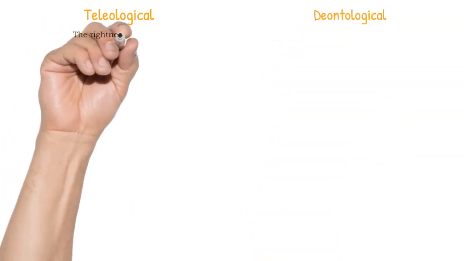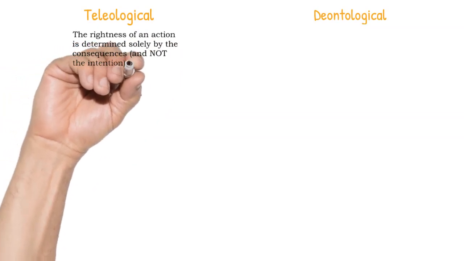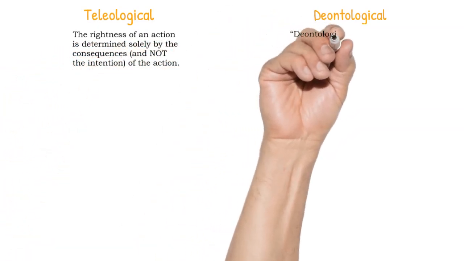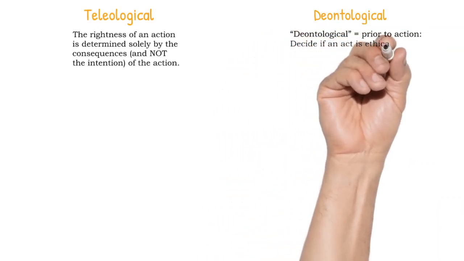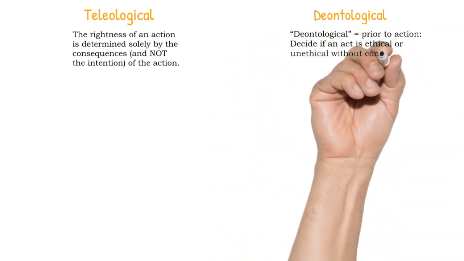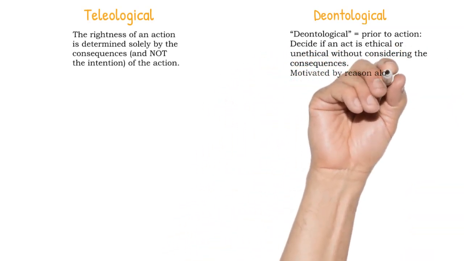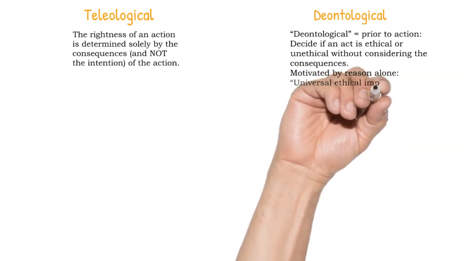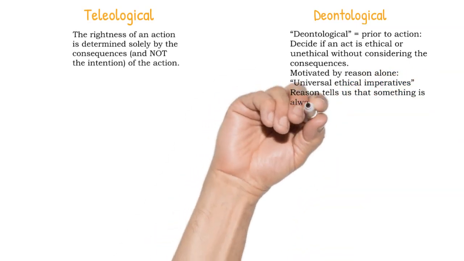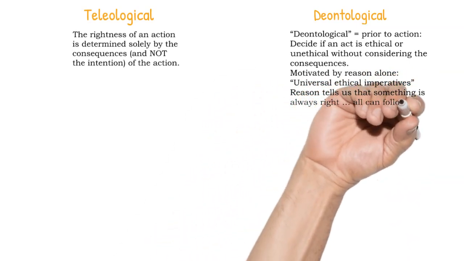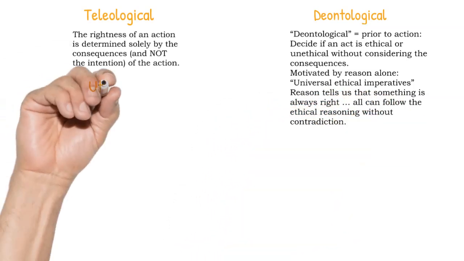Now, we have studied two broad categories of ethical theory: teleological, where the rightness of an action is determined solely by the consequences and not the intention of the action, and deontological, meaning prior to action, where we decide if an act is ethical or unethical without considering the consequences. Deontological theories are motivated by reason alone. Universal ethical imperatives. Reason tells us that something is always right. All can follow the ethical reasoning without contradiction.